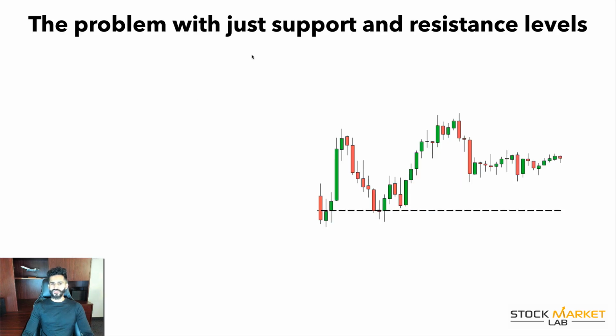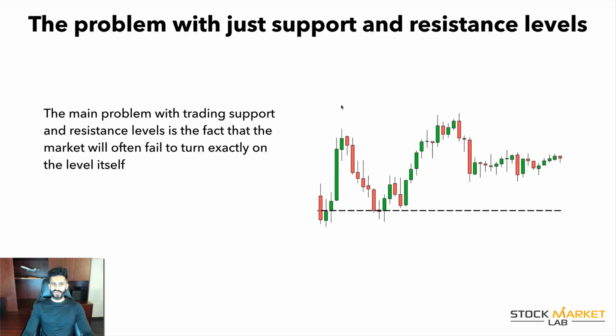Now the problem with just support and resistance levels is this. The main problem with trading support and resistance levels is the fact that the market will often fail to turn exactly on the level itself. So what happens is if someone has this as support and they see the candle go below it a little bit, they're like, all right, let me get into the trade. Let me short. Let me exit. They panic.